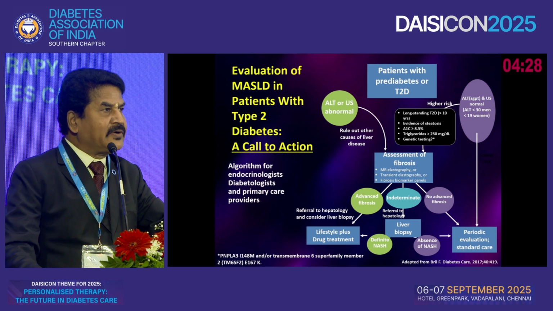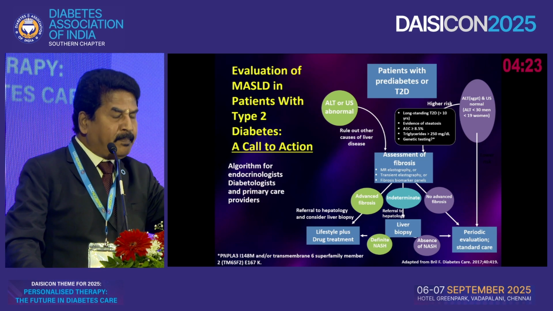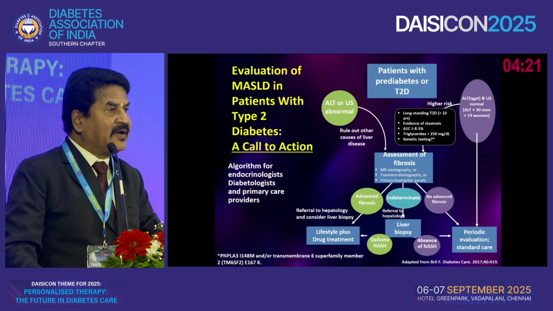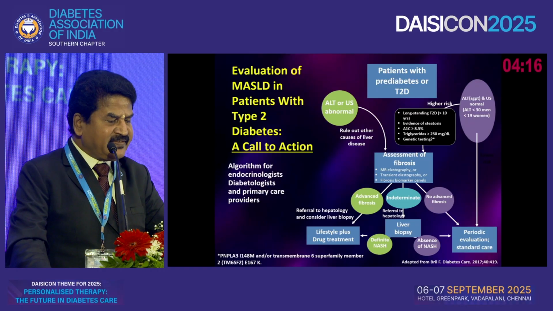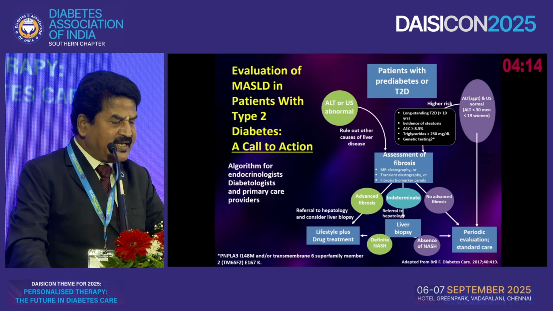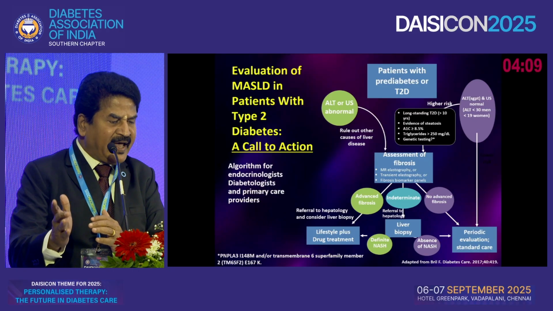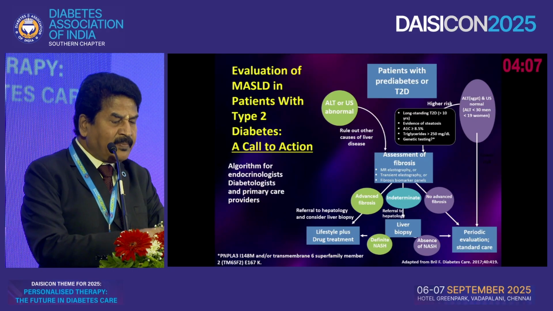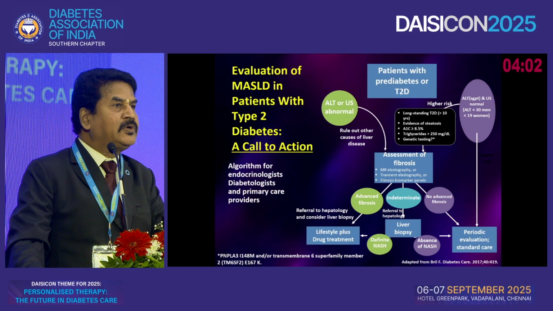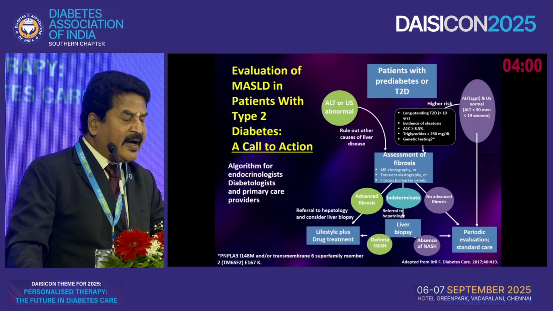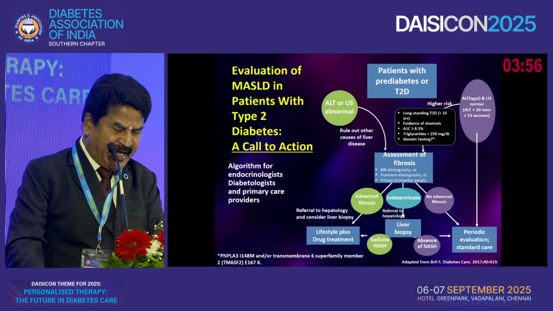If he falls under no advanced fibrosis, then the patient needs periodic evaluation and standard care. Whereas if the patient is confirmed to have advanced fibrosis, we have to refer to the hepatologist and consider liver biopsy. For these patients, lifestyle plus drug treatment. Whereas in indeterminate cases, again you have to refer to the hepatologist and do liver biopsy. By doing the liver biopsy, you can understand whether there is definite MASH or absence of MASH.